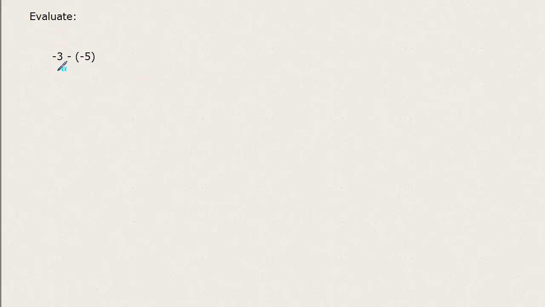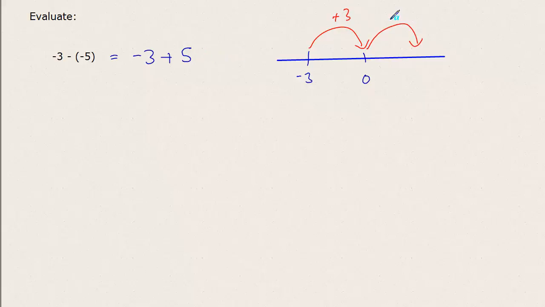Now I have negative 3 take away negative 5. Adjacent negative signs become a plus, so that's negative 3 add 5. Using a number line, if negative 3 is here, 0 is here, I know that adding 3 will get us to 0, but we're adding 5, so we have another 2 to add, and that would take me to 2. So negative 3 add 5 is 2.